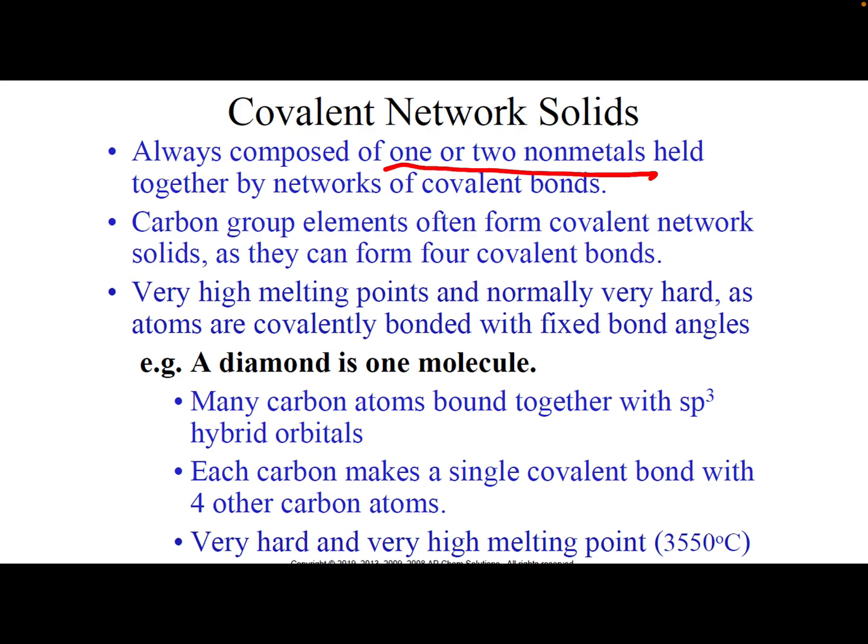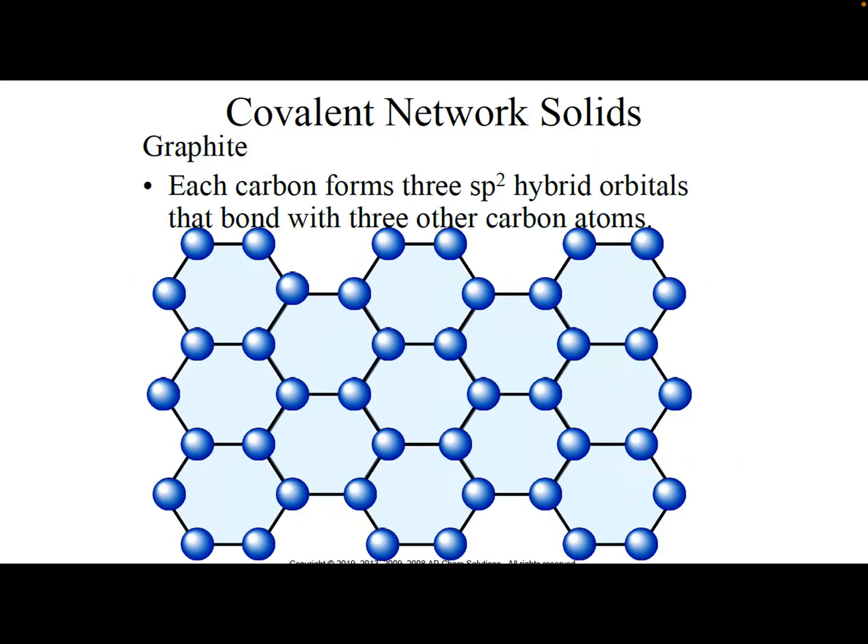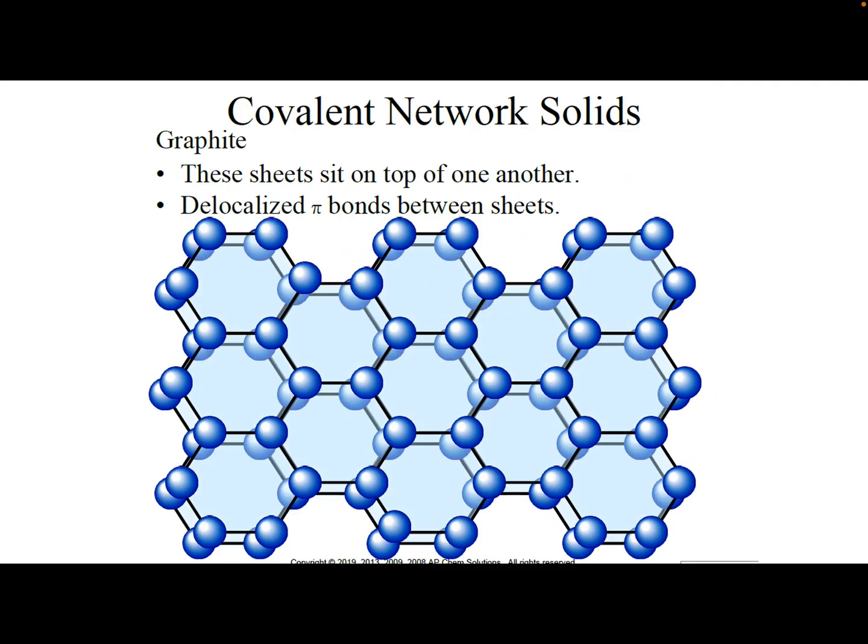Covalent network solids often have very high melting points, and they're normally very hard. The atoms are covalently bonded. They have fixed bond angles, and so it's going to take a lot of energy to disrupt this. And so graphite, basically the carbon atoms form a two-dimensional network solid, has trigonal planar geometry around every carbon atom, and in a network solid, each sheet is considered to be one molecule.